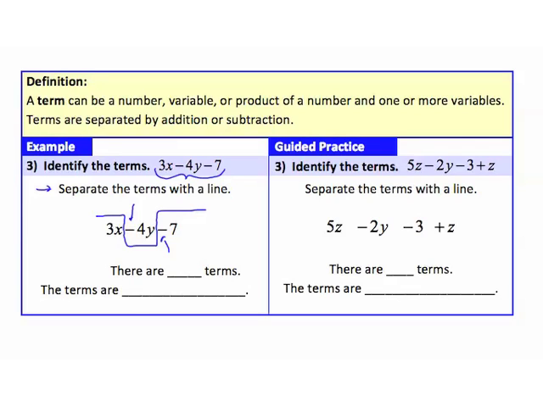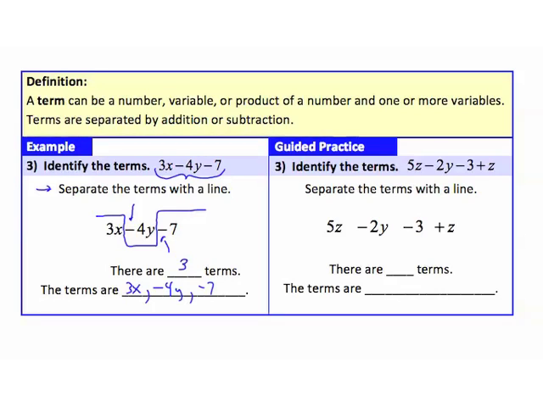Okay, now let's answer these questions. How many terms are there? There are 3 terms, and we want to list these terms. The first term was 3x, and since it was positive, I don't need to put a sign in front of that. The next term was negative 4y, so I want to make sure I put the negative sign in front of that. And the last term was negative 7.